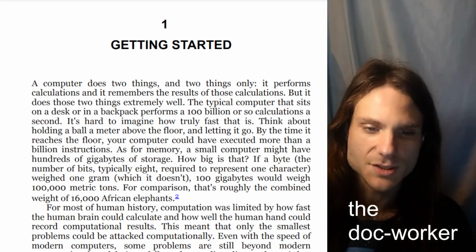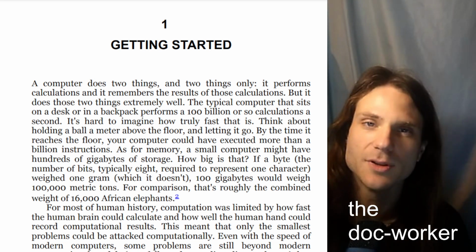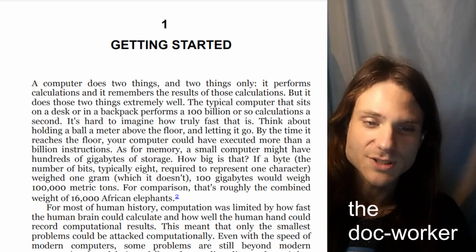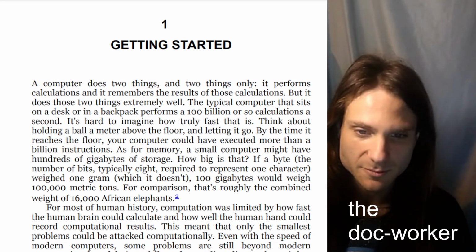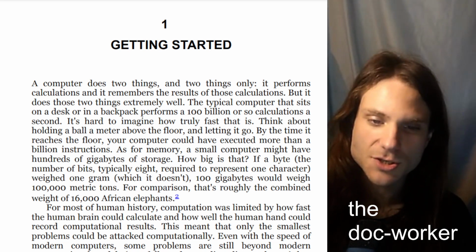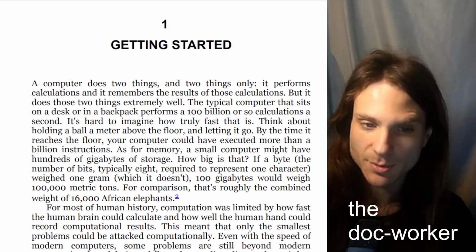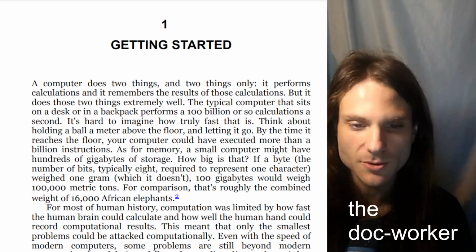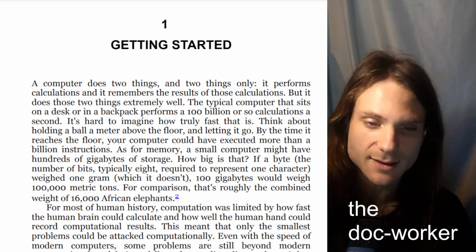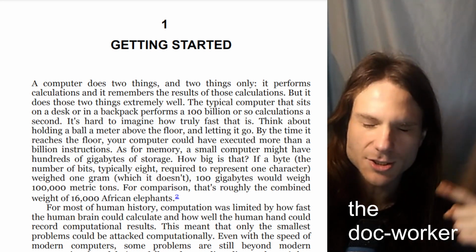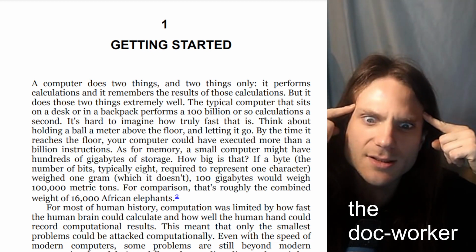A computer does two things, and two things only. It performs calculations, and it remembers the results of those calculations. But it does those two things extremely well. The typical computer that sits on a desk or in a backpack performs 100 billion or so calculations a second. It is hard to imagine how truly fast that is.